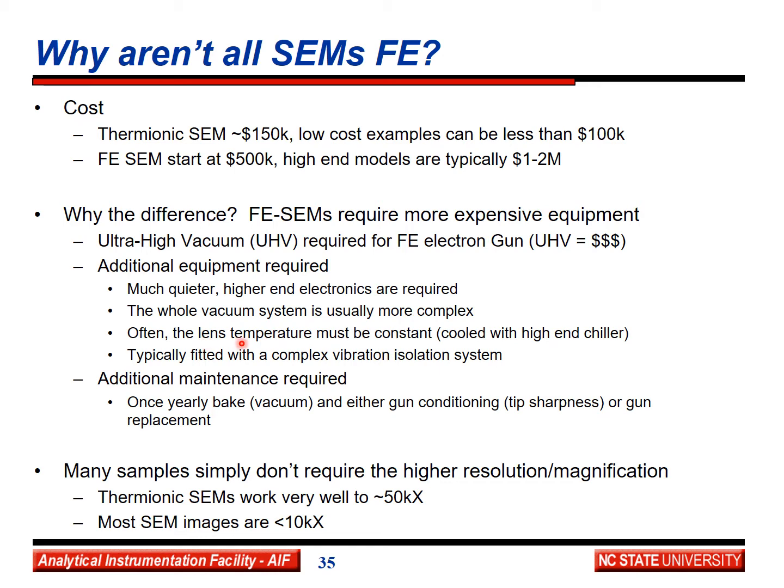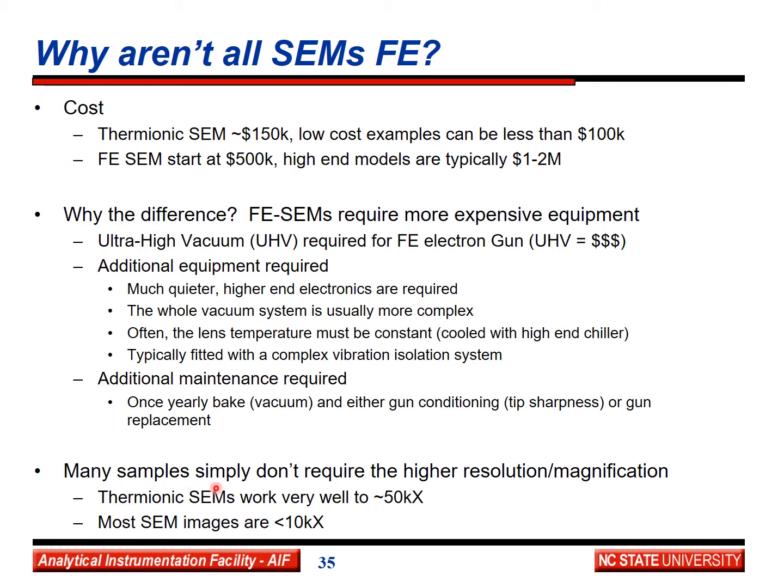The lens is cooled with a high-end chiller that only varies by 1/10 of a degree. The system is typically fitted with a complex vibration isolation system, and there's additional maintenance that is required. Typically a once-yearly bake for good vacuum, or some sort of gun conditioning or gun replacement is required. Field emission SEM microscopes are down a whole lot more often than their thermal emitter counterparts because of the complexity.